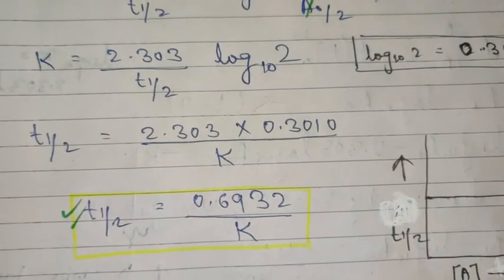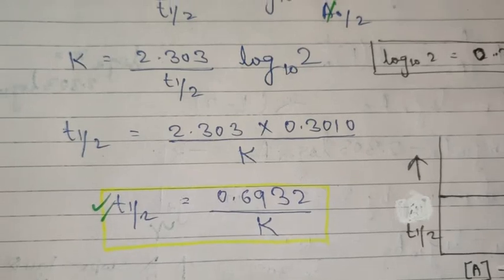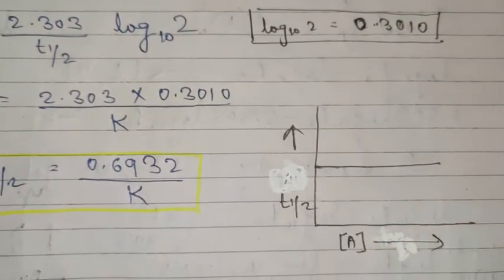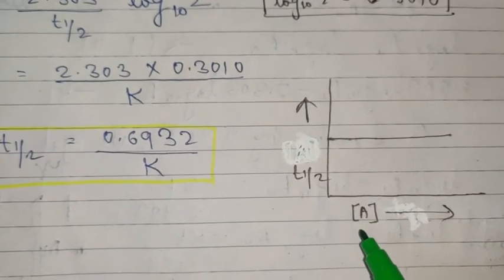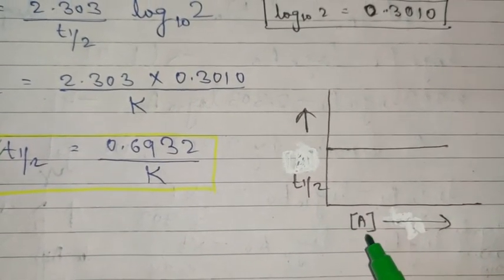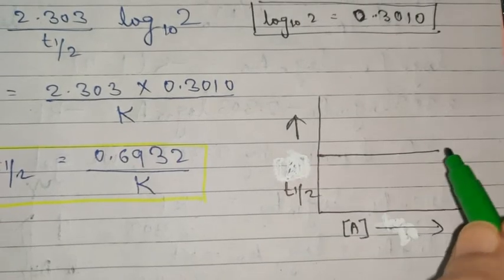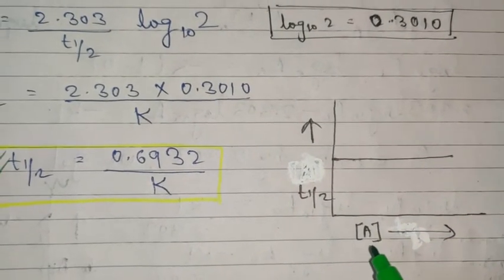So what should be the graph like? Try to plot on your own, children. The graph should be like this. When you plot the graph between t half and A, that is concentration, whether A naught or At, the graph is independent. t half is independent of concentration.